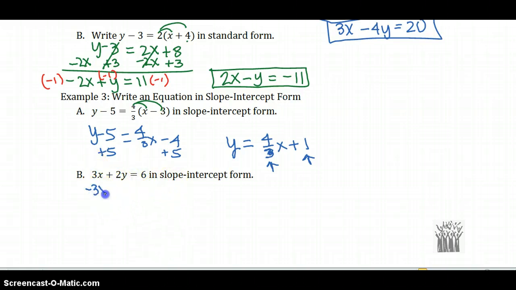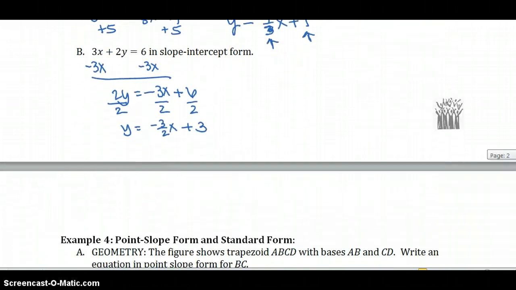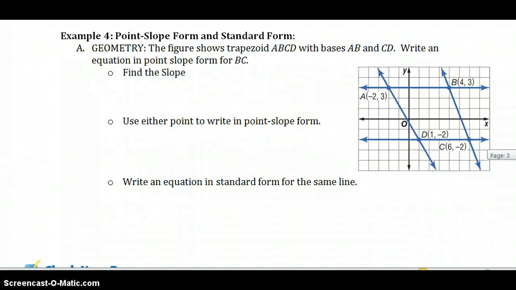So subtract 3x from both sides. 2y equals negative 3x. I put that in front because that's my slope. Plus 6. But wait a minute, I need to isolate the y, so divide everything by 2. And y equals negative 3/2 x plus 3. There it is in slope-intercept form. So as I mentioned on the other page, you need to be comfortable with all of the different forms.